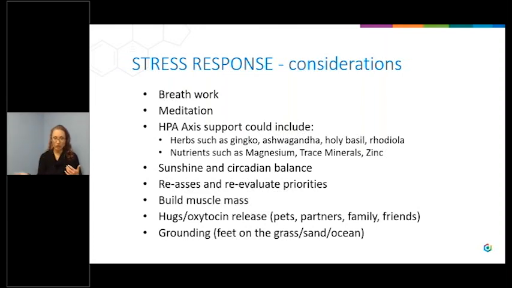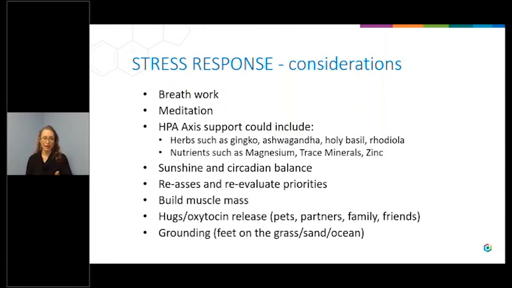HPA-Axis support can also include herbs and nutrients. When we think of herbs that can support HPA function, we're looking at like ginkgo, ashwagandha, holy basil, rhodiola. Nutrients such as magnesium, like magnesium is involved in almost every enzymatic action in your body. Different trace minerals, zinc, sunshine, and circadian balance. Reassess and reevaluate your priorities. You need to look at what is important to you, and your health should be in the top tier. Building muscle mass, that also helps with stress response.